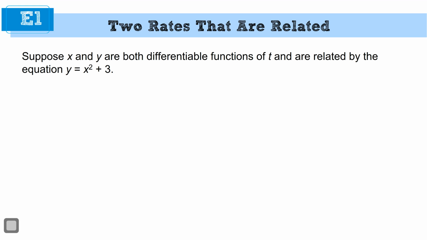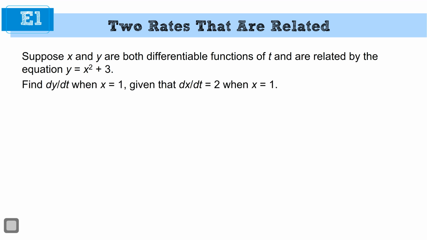I've got a nice little function here. It's already in y equals form, which makes my life a little bit easier, but it doesn't really matter. I don't have to bother trying to solve it for y, because now we know how to do implicit differentiation. First things first, they're differentiable functions, which means we can take the derivative of both of them. That's an important part of the problem. We want to find dy dt, the derivative of y with respect to time when x equals 1, given that dx dt equals 2 and x equals 1. Now that doesn't seem to make much sense, but as you see me work through the problem, you'll understand.